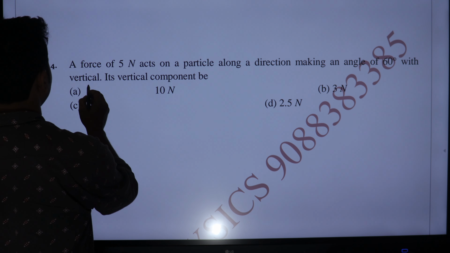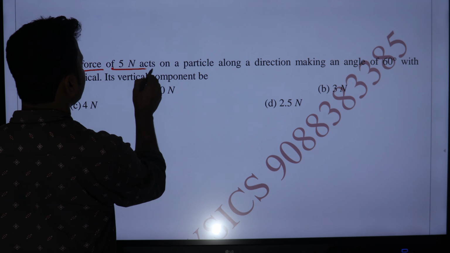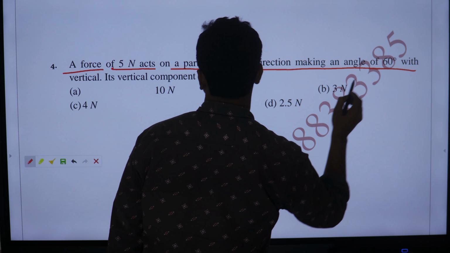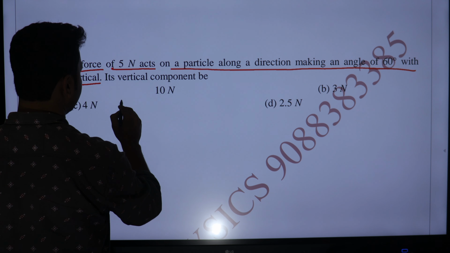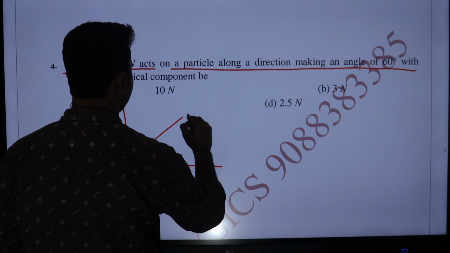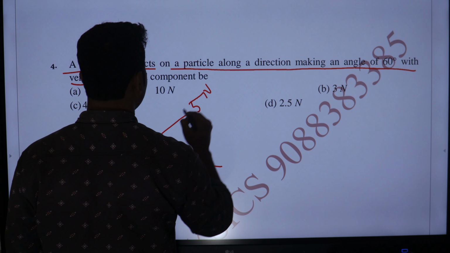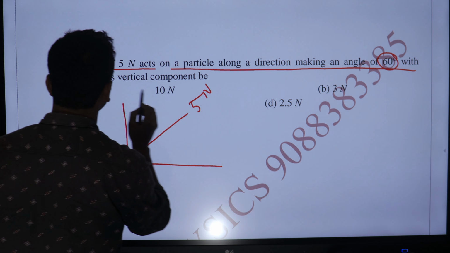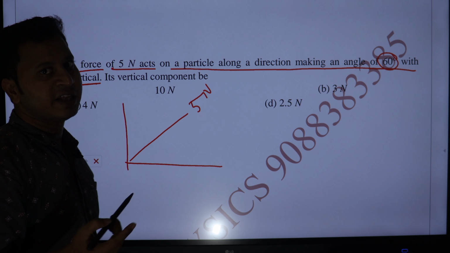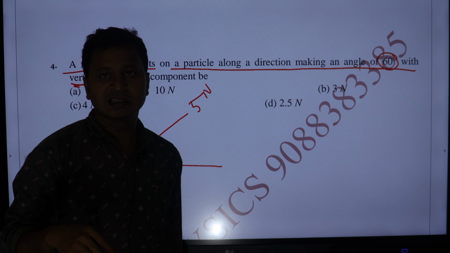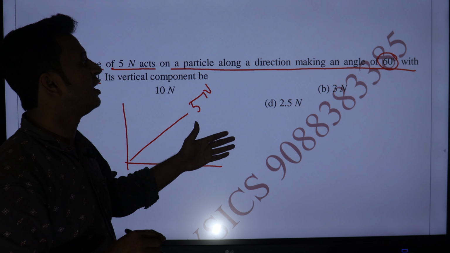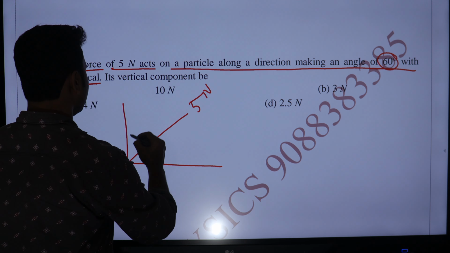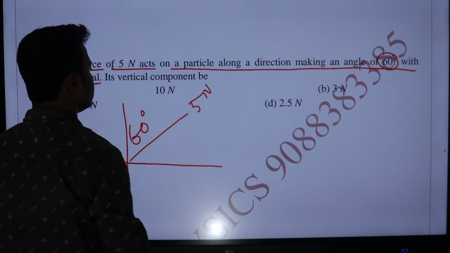Question number 4. A force of 5 Newton acts on a particle along a direction making an angle of 60 degrees with the vertical, like this. This is 5 Newton and this angle is 60 degrees along the vertical. Generally we consider the angle with the horizontal, along the x axis, but here they are saying it makes 60 degrees along the y axis.